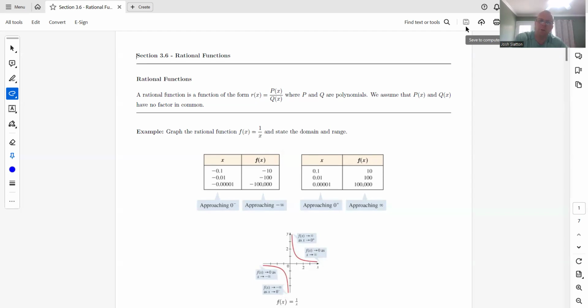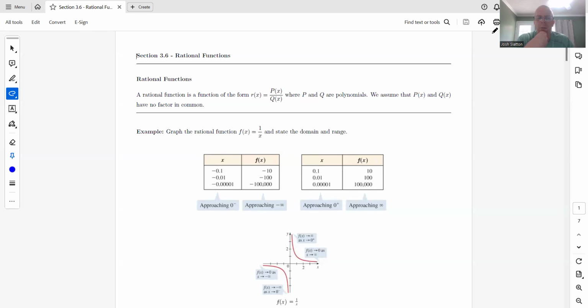So a rational function just has the form p of x over q of x, where p and q are both polynomials. And typically we're going to assume that p and q are not going to have any factors in common. We will see at least one in the notes and maybe a few in the homework where you do need to be able to factor them and cancel some things out. And then we'll see that maybe they're not actually a rational function after all. So we'll take care of those when we get there.